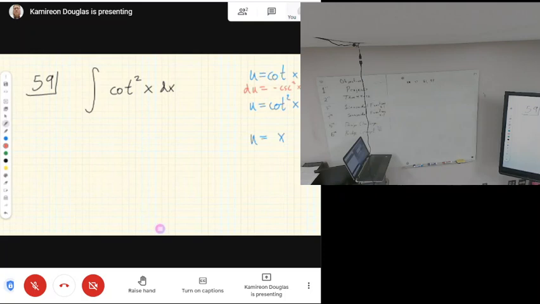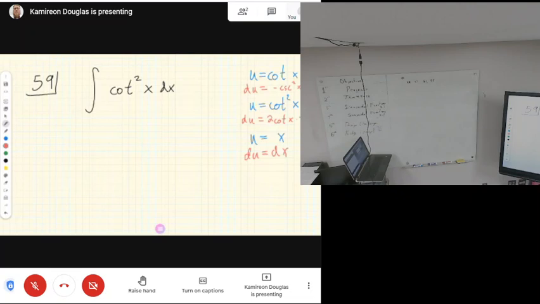If I try cotangent squared, then I have to do the chain rule. So my du becomes 2 cotangent x times negative cosecant squared x. Again, neither of those appear to be in the problem. If I make my u x, then I get du equals dx. It doesn't change anything. Okay, maybe I need to be more creative.